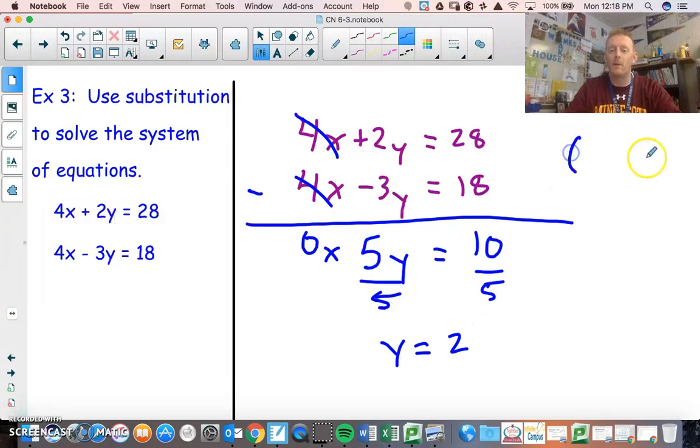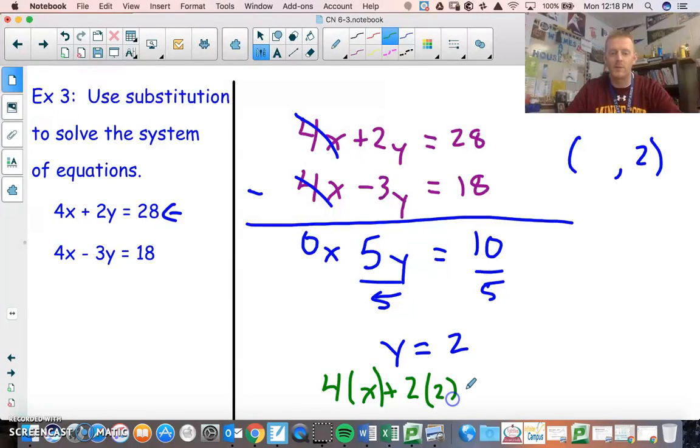Now, in my ordered pair answer, that's the 2. And I'm going to plug this in for either one of these equations. They're more or less the same thing, but I'm going to put it into the top one just so that my y's are positive. So I'm going to plug it into the top one, and it says 4 times x plus 2 times 2 is equal to that 28.